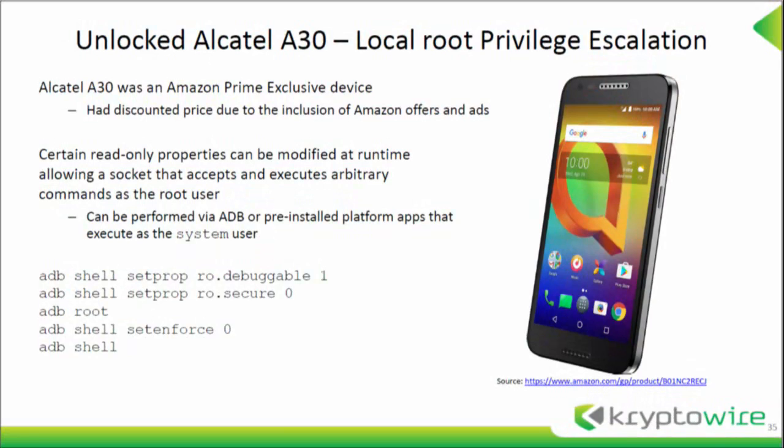So if you have ADB enabled, you can execute those commands below, just setting RO debuggable to 1, and then RO secure to 0, and then adb root, that's going to restart the ADB daemon running as root as opposed to ADB shell, and then disabling SELinux, and then at that point you have a root shell.